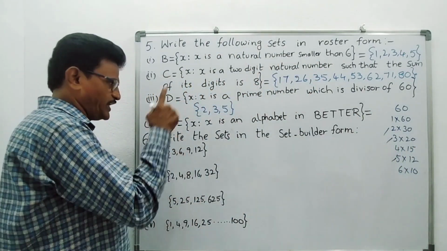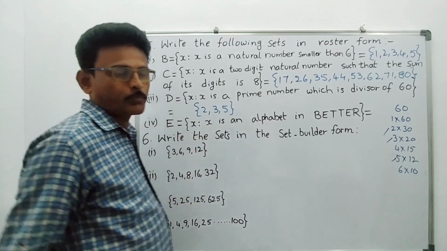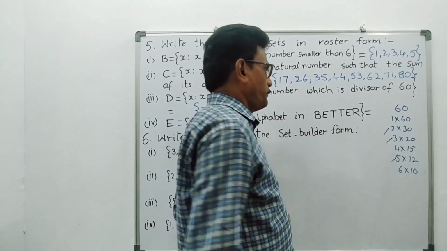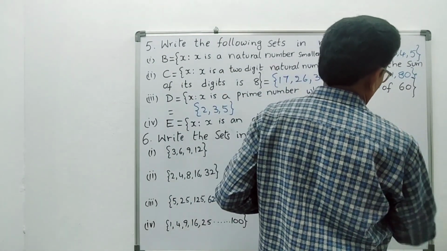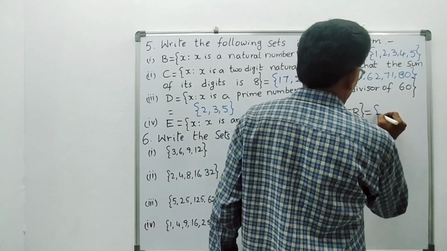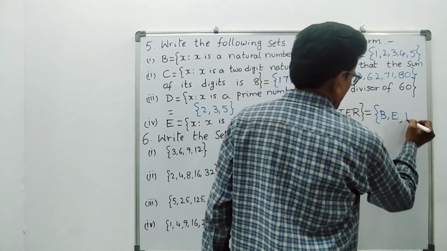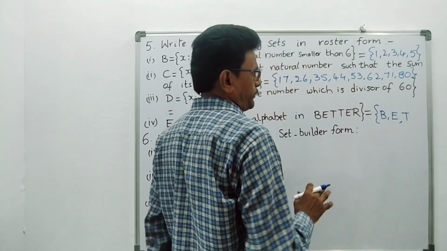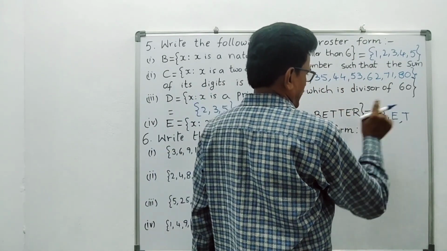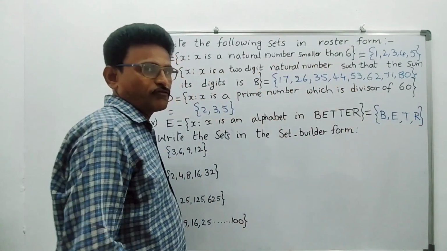Now E is the set. X such that x is an alphabet in BETTER. So see, B E T T E R. From that we have to select the letters. What is the first letter? B. Next E. Next T. Once again T. Don't write repeats. Again E is there. R. B, E, T, R. Okay, simply 4 letters are there.